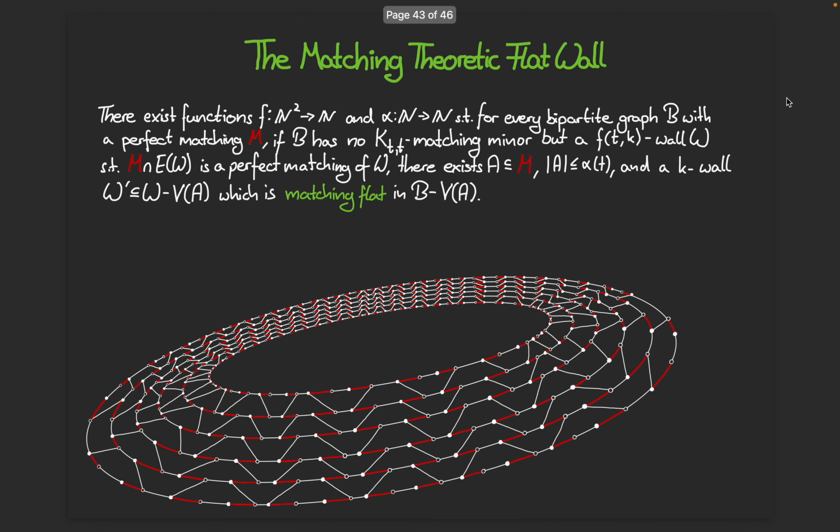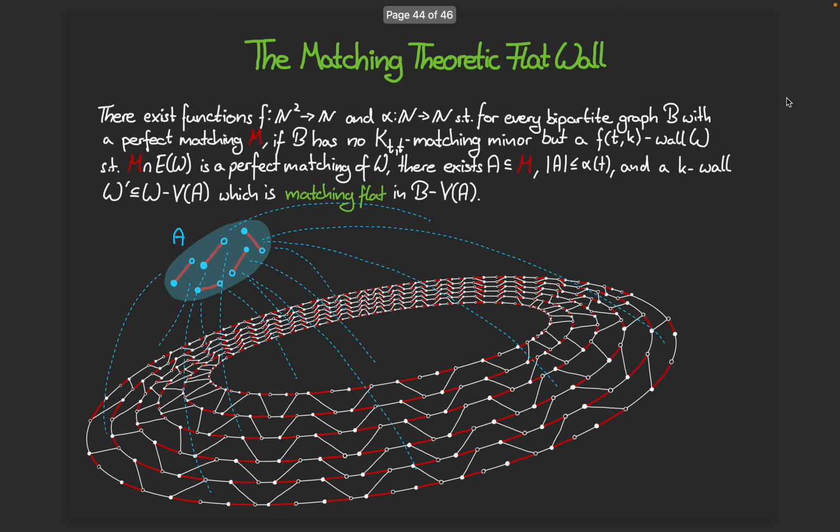What does matching flat mean, or what's a wall even? What a wall is: an annulus shape like this, you can see these are many M-alternating concentric cycles and they're joined up in a specific way. And then there is this set A of small size. If I delete it, it somehow removes all of the jumps over this wall. This is essentially how you can see it.